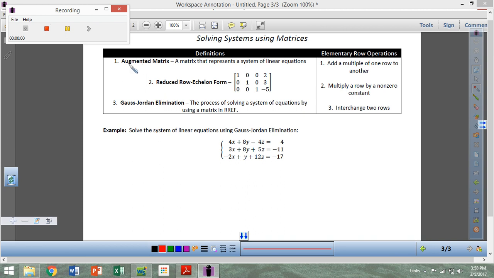We're going to use what's called an augmented matrix when we go to solve a system using a matrix, and that is just a matrix that represents a system of equations. So that'll be our first step. We'll write an augmented matrix, which is pretty easy to do.